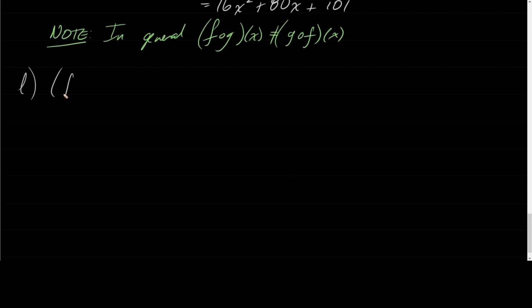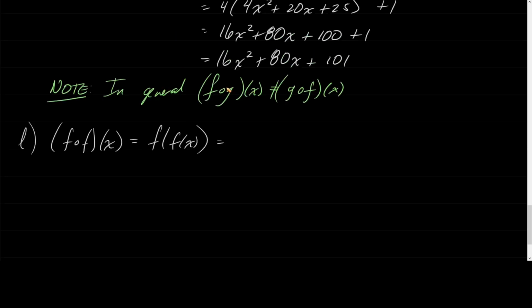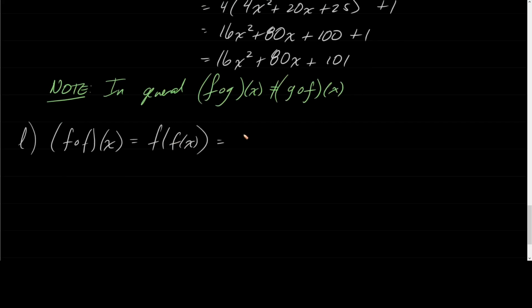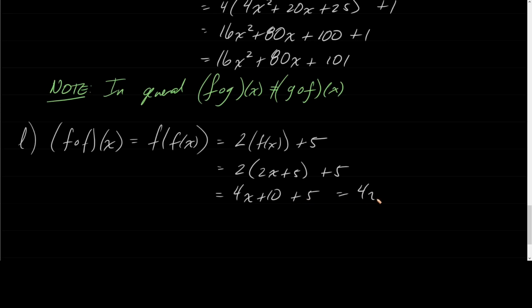Let's say that I have f composed with f of x. Well, this is really saying f of f of x, right? And that's really saying plug in f of x into f. All right, so let's remember what f was. It was 2x plus 5. So since I need to replace every x with f of x, I have 2 times f of x plus 5. And then now to replace this f of x, well, that was 2x plus 5. So we have that plus 5 again, giving us 4x plus 10 plus 5, which is 4x plus 15. All right. So that was f composed with f.